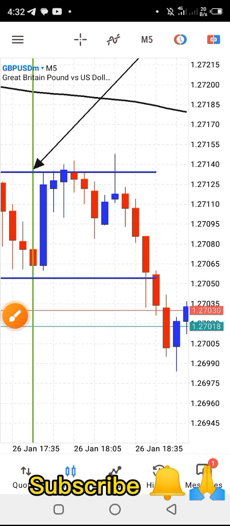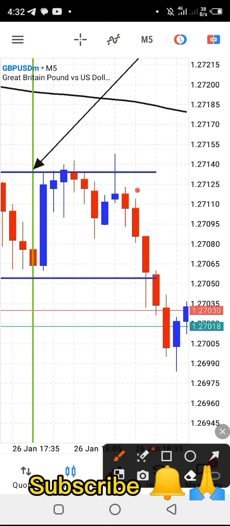And let me give you this bonus tip. This is like a pro tip. Hope it's not going to confuse the beginner traders, but I would have taken my trade somewhere here.